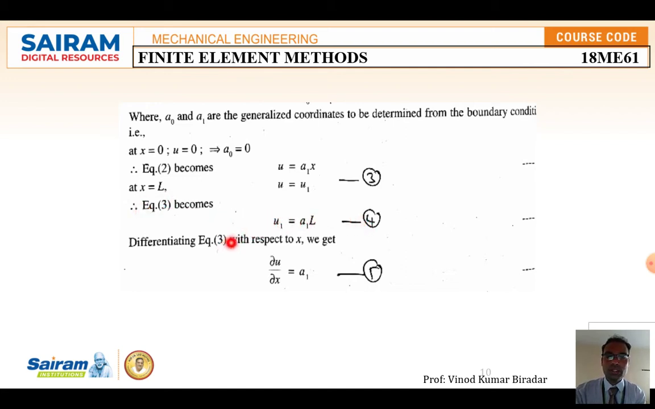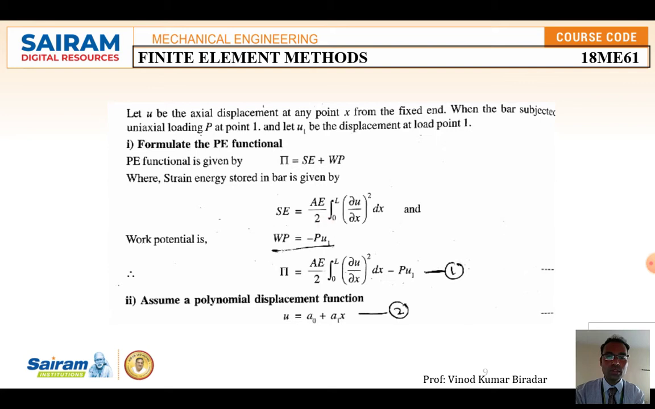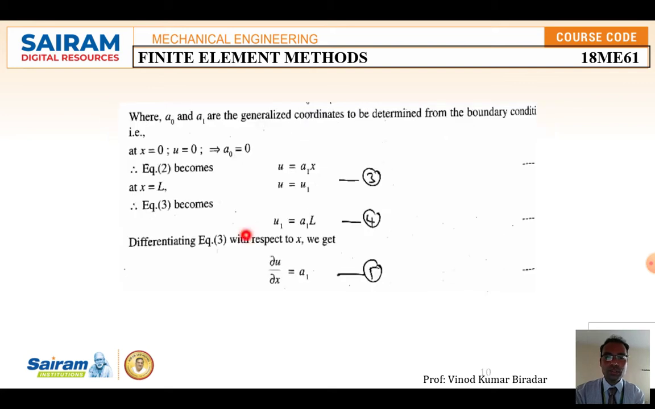Now differentiate with respect to what? X. Because here we need to calculate dou U by dou x. So if you differentiate with respect to x, we get dou U by dou x, the differentiation of x is 1, therefore A1, giving equation number 5.